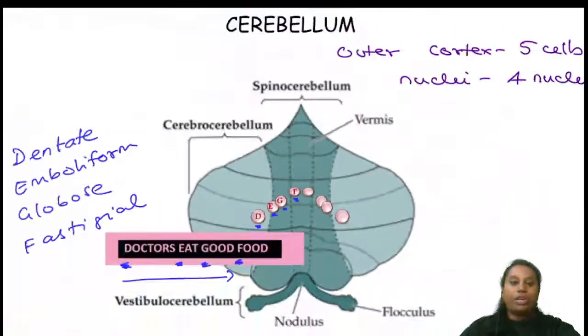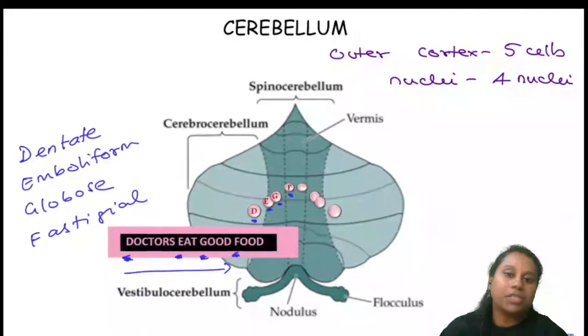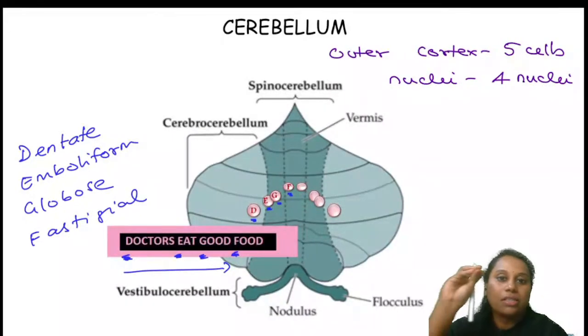So these are the 4 deep nuclei of the cerebellum. Now let's see how the 5 cells in the cortex are connected to the 4 deep nuclei inside. This is called the connections of the cerebellum. Very complicated connection. So let me give you a small comparison and we'll do this. Sit back and listen to the story first, then you can correlate the changes. Let's learn this with the help of a story. I'll tell you a small story.